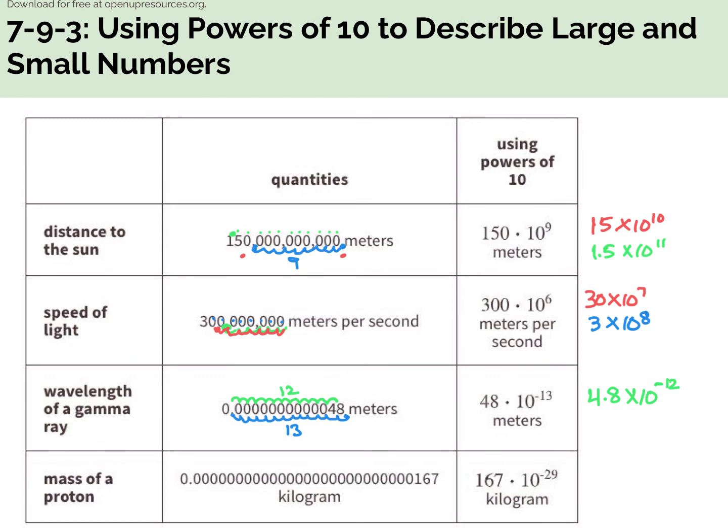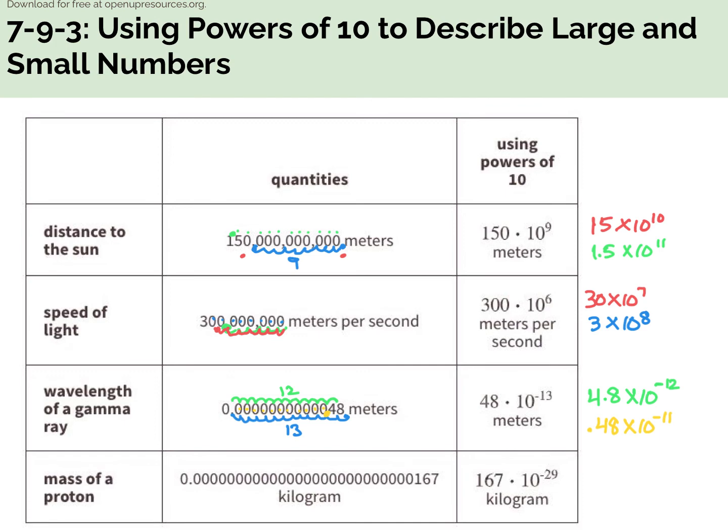Okay? Any other ways we could write this? If we really wanted to, we could do 0.48 times 10 to the negative 11. So we're putting the decimal here. If we count it, there's 1, 2, 3, 4, 5, 6, 7, 8, 9, 10, 11 zeros. So it'll be negative 11.